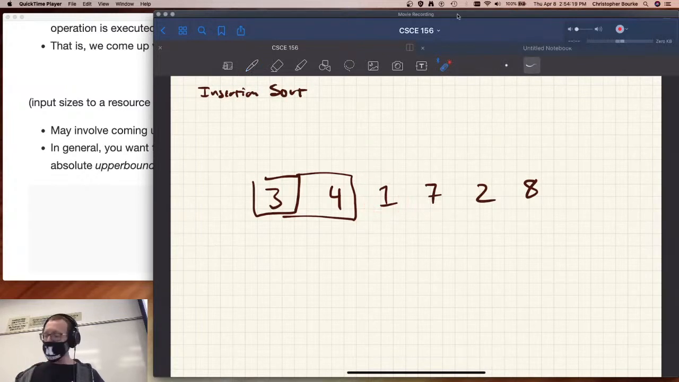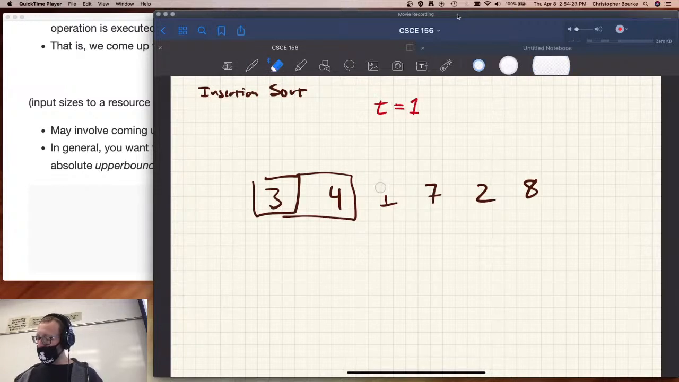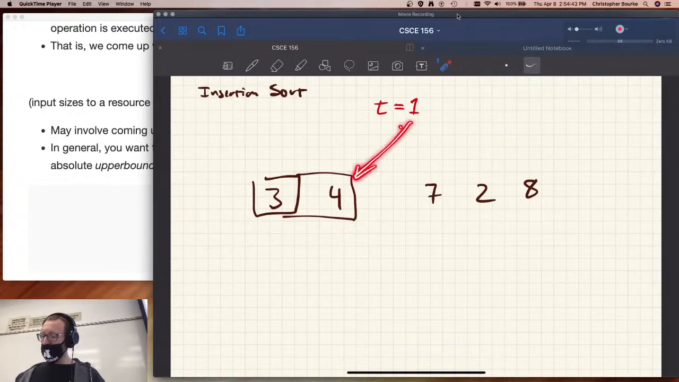Now we look at the next one here. What I'm going to be doing this entire time is putting this into a temporary variable, 1, so that I can have room to move stuff. Now that's in a temporary variable. I'm going to compare this temporary variable to each one moving from right to left. So 1 and 4. Where would I put this relative to 4? I would put it before 4. So I'm going to shift 4 over because I've made room for it.